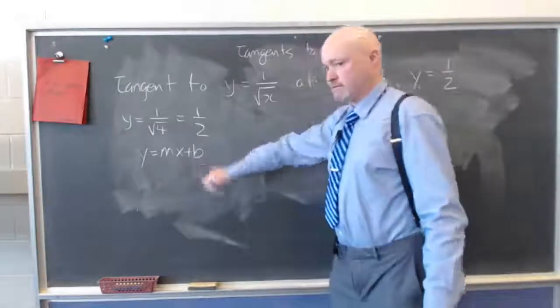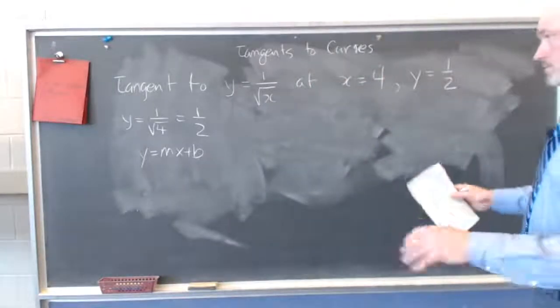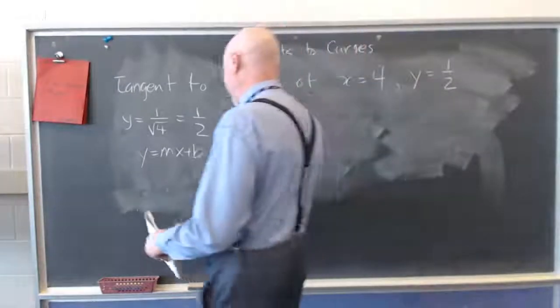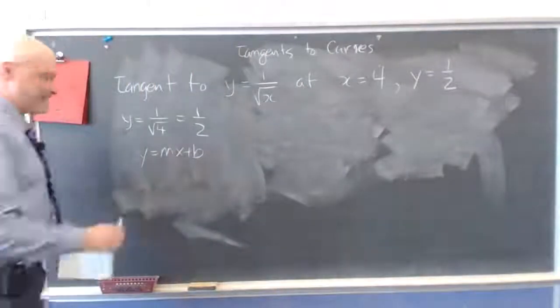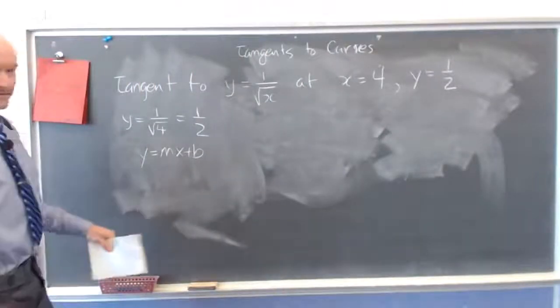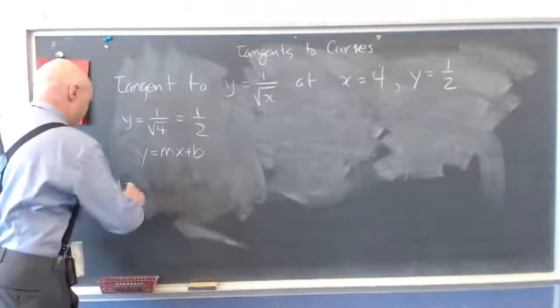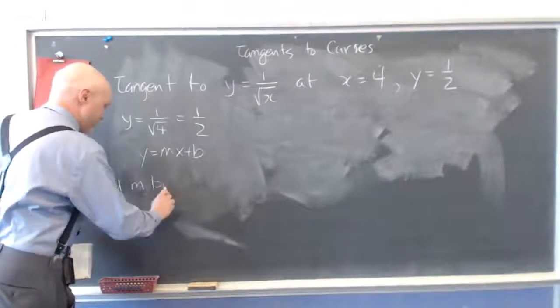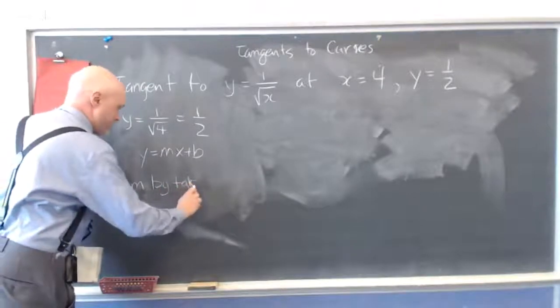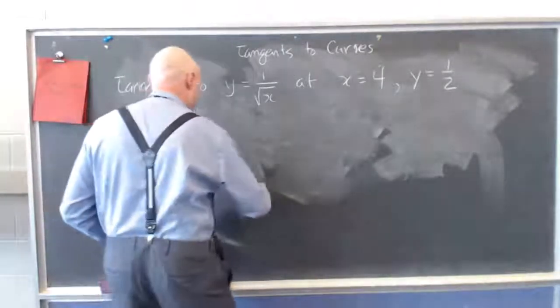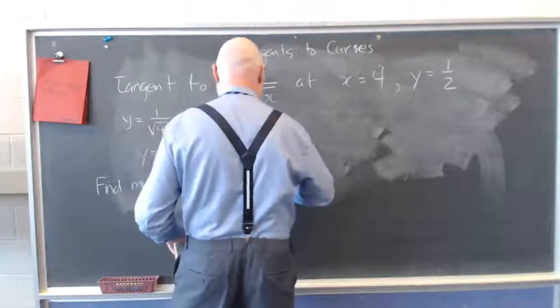Any ideas? No. Ella? No. You're kidding. We're going to find m by taking the derivative. Why would you think we were kidding? You guys do that sometimes.